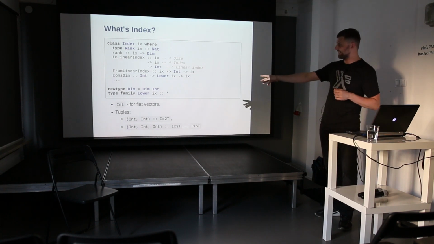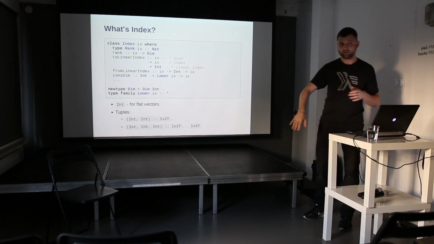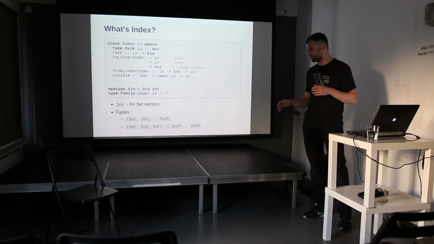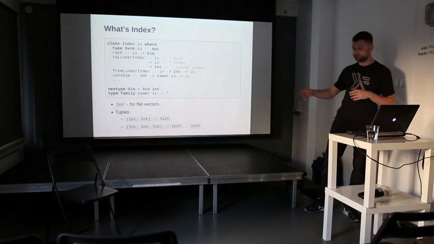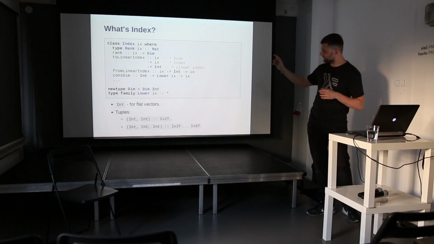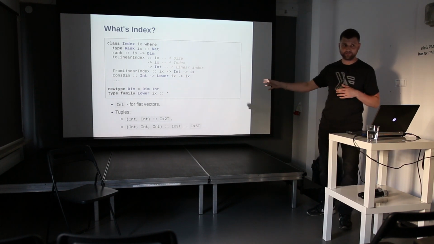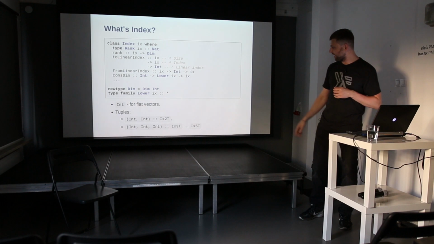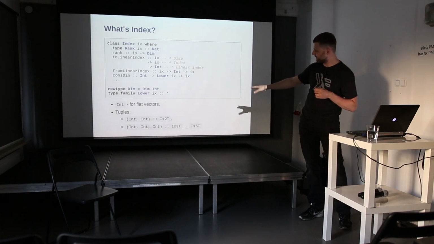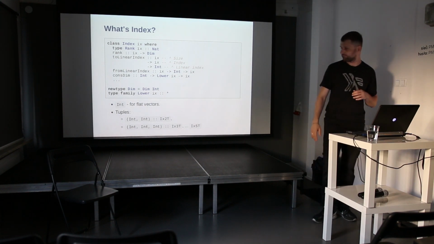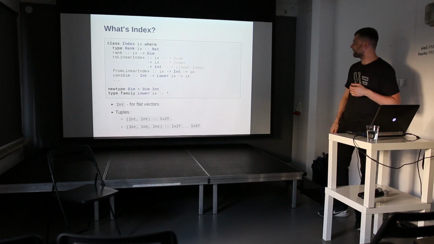Obviously, the first one is int, which can be used for flat vectors. And then I started using tuples at the beginning, and you can still use them. There is an instance for this class for tuples of ints up to 5-tuple. And there are type synonyms, Ix1 to Ix5, which you'll see why they're called that way.